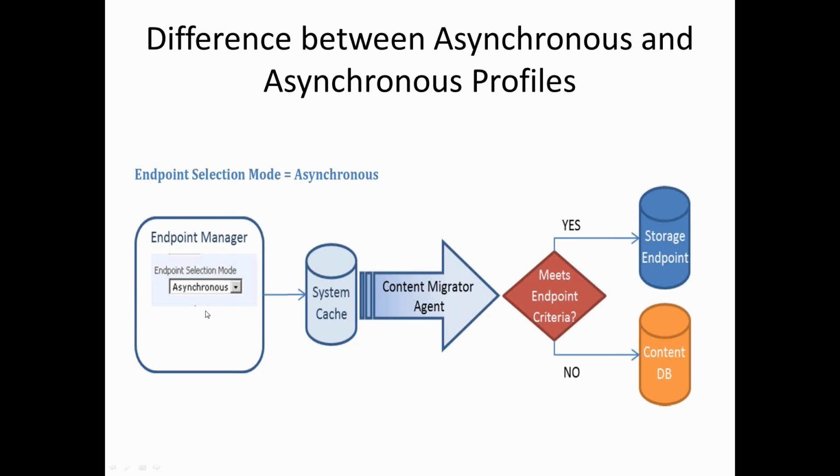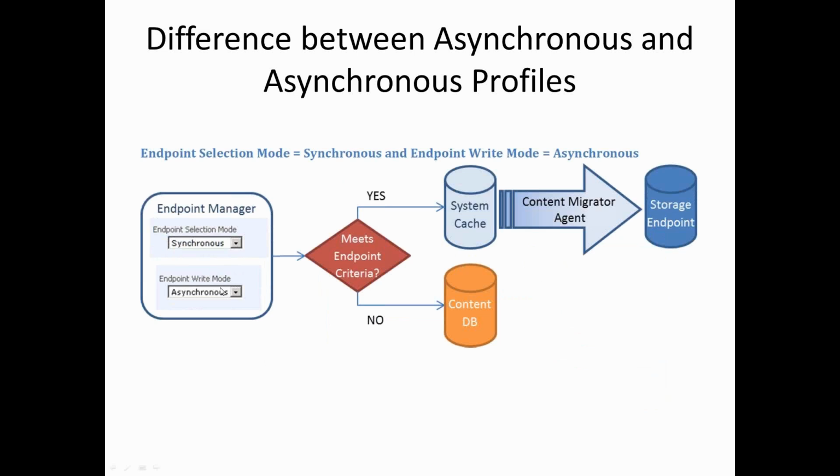When you select the endpoint selection mode, you can only select asynchronous. In that mode, anything that you upload first goes into the system cache, and then when the content migrator job runs, it checks the criteria. If it meets the criteria, it puts it in the endpoint, and if it does not, it puts it in the content database.